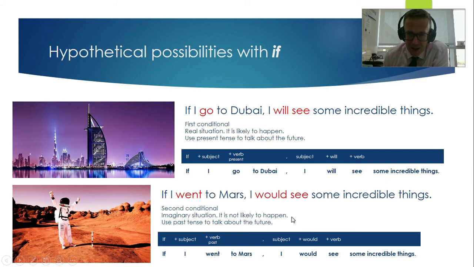That's what's complicated here. So the structure of this is verb present, subject will plus verb, and then in the second one, verb is in the past. If I went to Mars, I would see. We use would and see. So both are talking about the future, but one is likely, one is not likely.